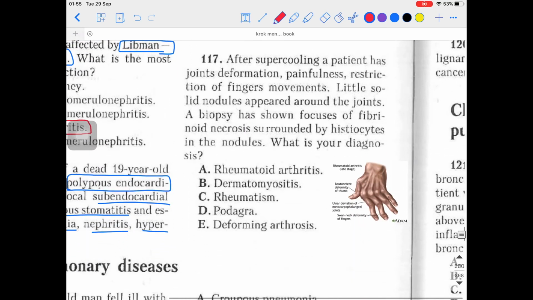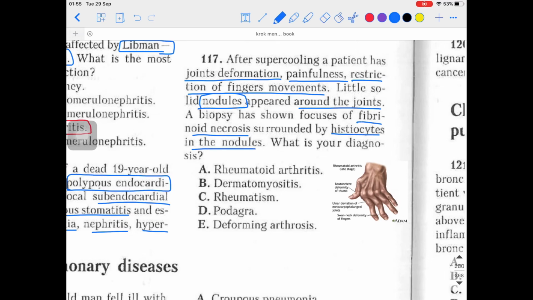Now let's talk about the next question. After supercooling, a patient has joint deformation, painfulness, restriction of finger movements, and little nodules appeared around the joints. Biopsy shows a focus of fibrinoid necrosis surrounded by histiocytes in the nodules. What is the diagnosis here? In this case, they're talking about joint deformation and nodules. That can be rheumatoid nodules, and finally they talked about the fibrinoid necrosis surrounded by histiocytes in the nodules. They are talking about rheumatoid arthritis, because in rheumatoid arthritis we can see several kinds of nodules which are called rheumatoid nodules.